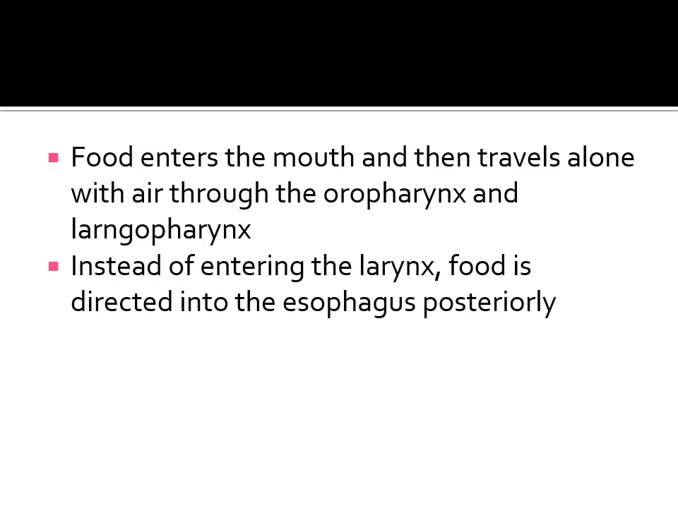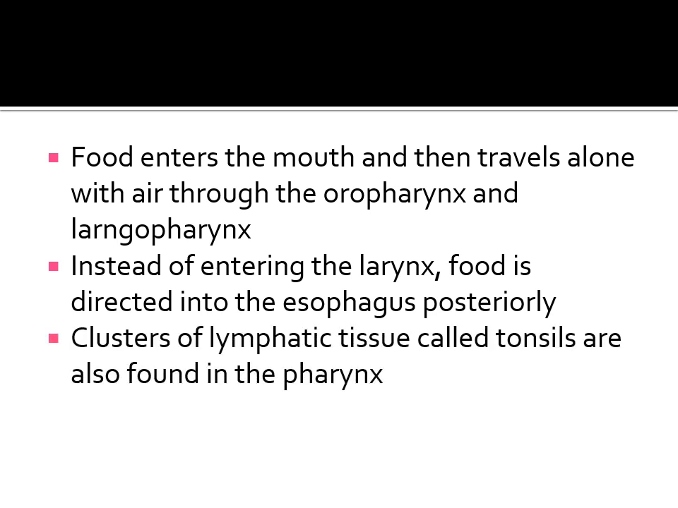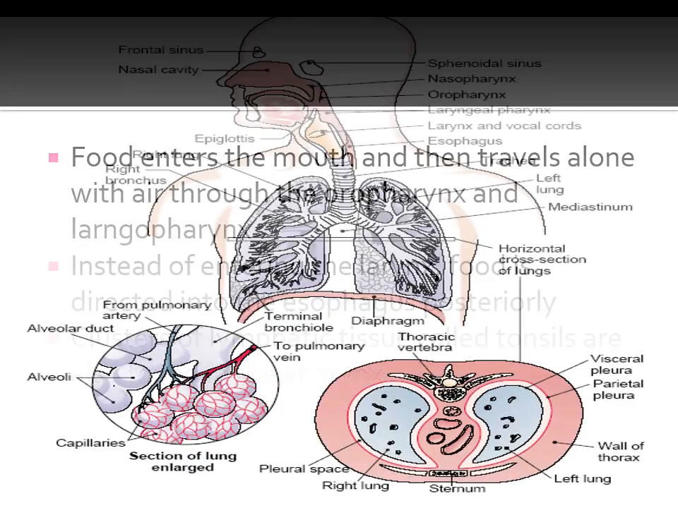Food enters the mouth and then travels along with air through the oropharynx and laryngopharynx. Instead of entering the larynx, food is directed into the esophagus posteriorly. Clusters of lymphatic tissue called tonsils are also found in the pharynx.